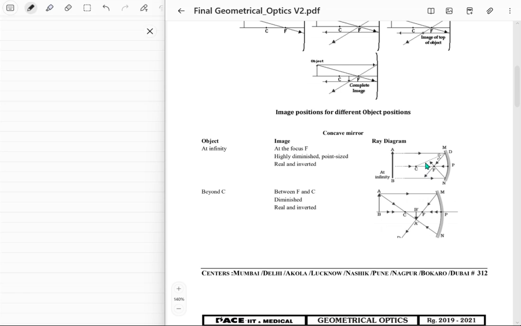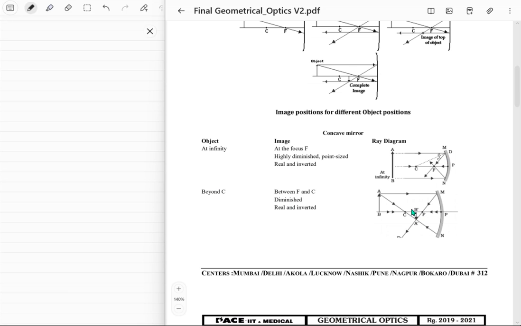Yes. Since both v and u are negative, and for a mirror our magnification is just negative v upon u, your magnification is actually negative. That means your image will be inverted, and it's real, of course, because these rays are actually going through that point.